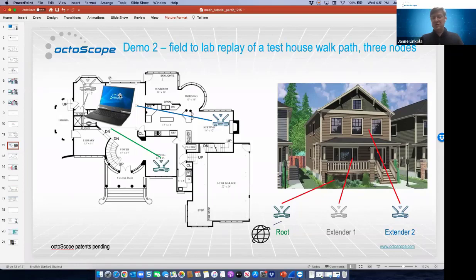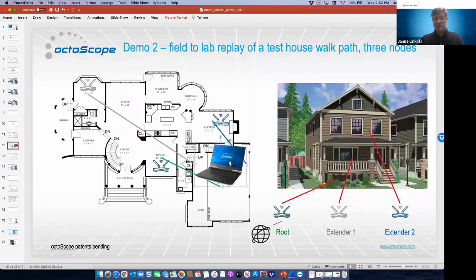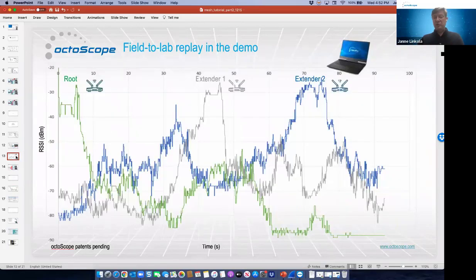Just to set things up, we set up a 3-node mesh in a 2-story home here in the Boston area, one node on each floor, including the basement. And then we took our FieldPal test instrument and walked from the basement, took the stairs to the first floor, walked inside the first floor, took the stairs to the second floor, and ended up in the opposite corner of the house on the second floor. And we got a recording like this out of the FieldPal.